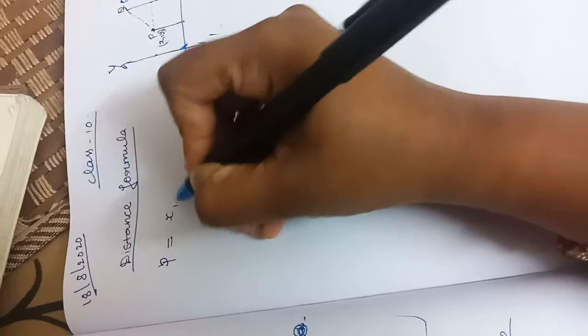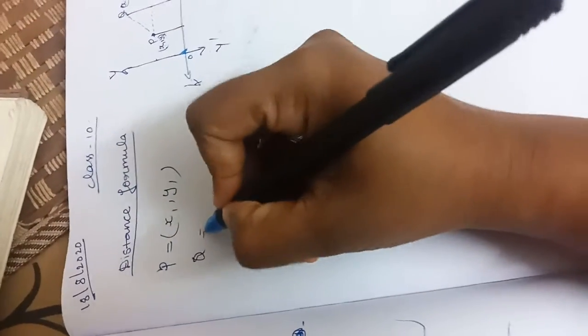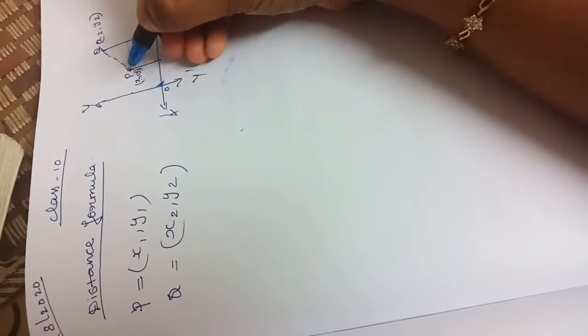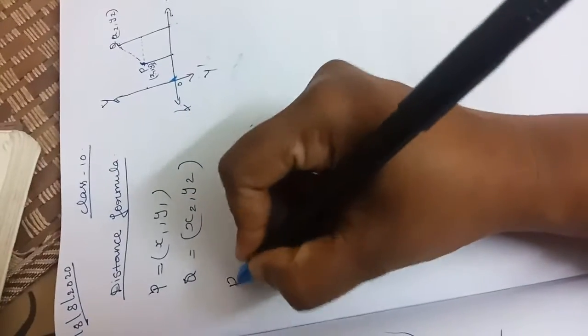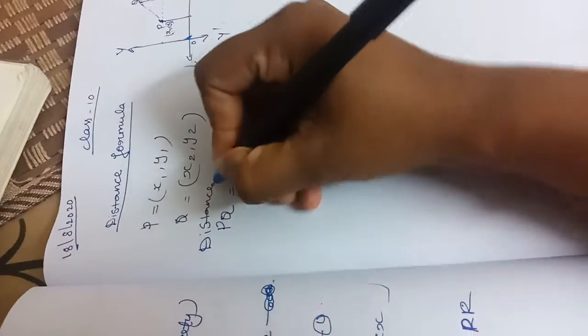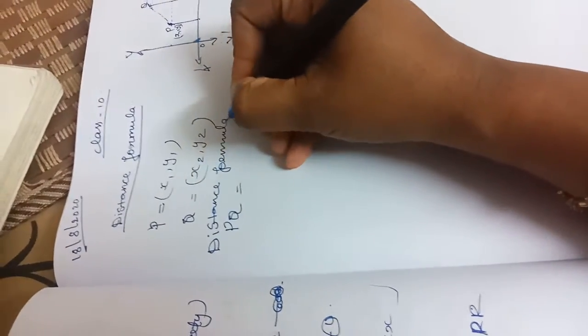So we denote the point P as x1 y1, and Q as x2 y2. If I want to calculate the distance between these 2 points P and Q, correct? We can calculate the distance between P and Q by using one equation, that is called the distance formula. It is very important. We have to learn this formula. You have to learn by heart all these formulas in this chapter. You have to learn 3-4 formulas, okay. By using all these formulas you can solve all the exercises.